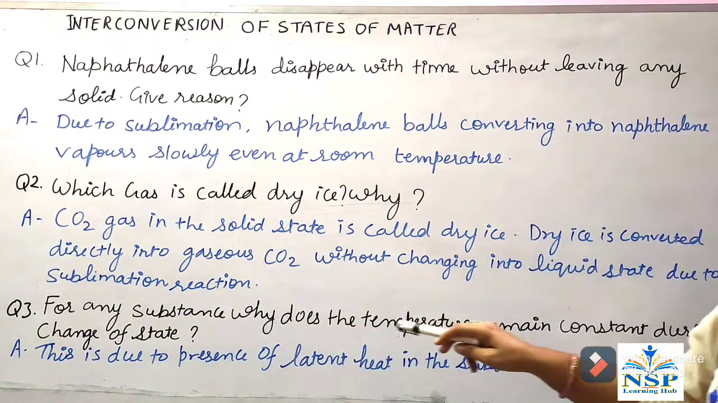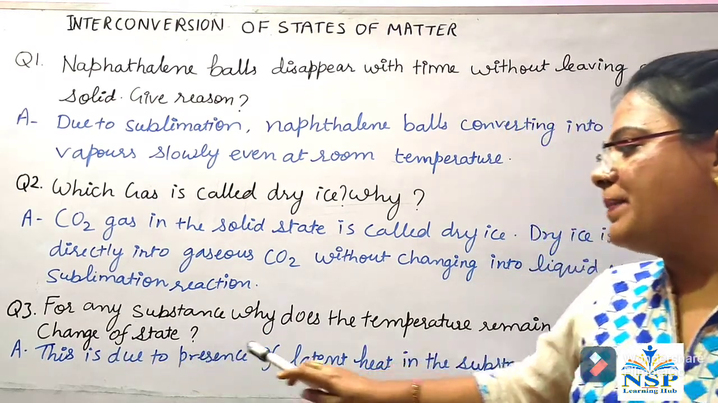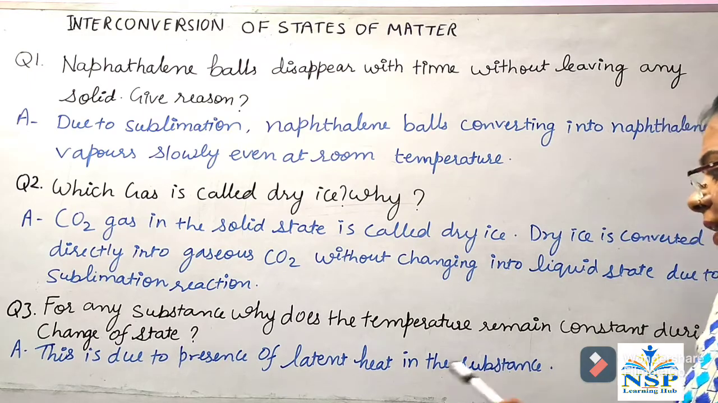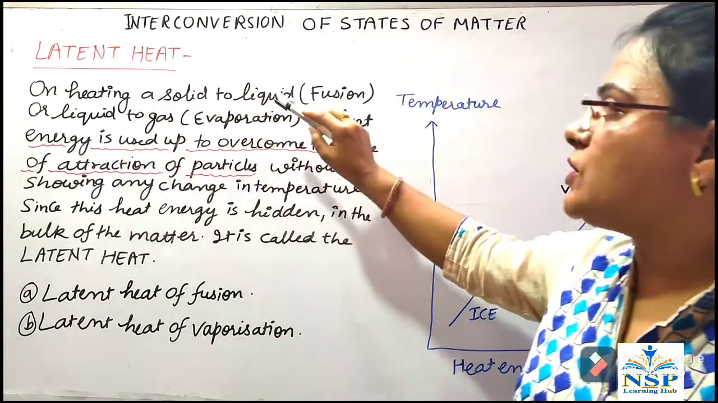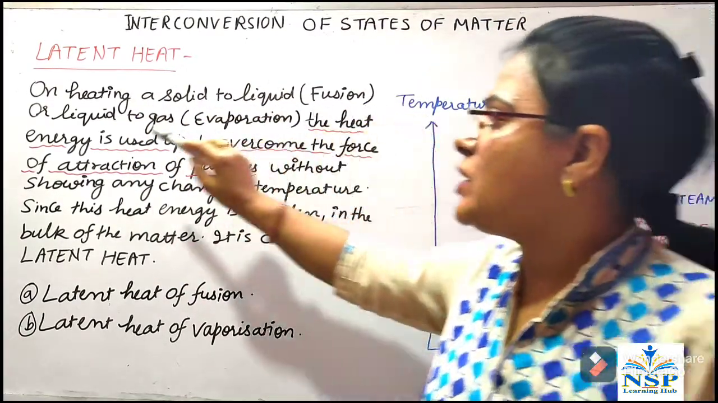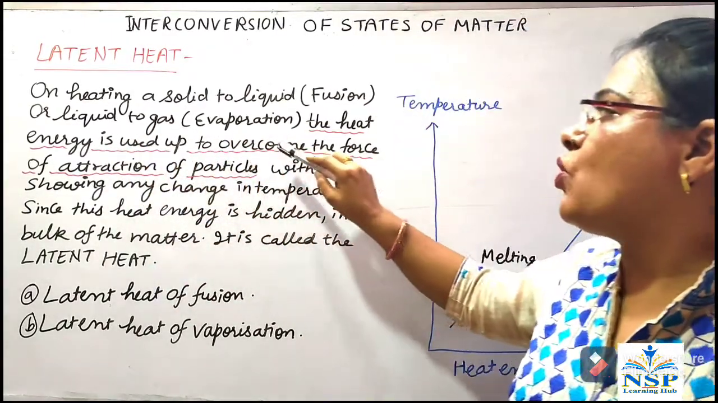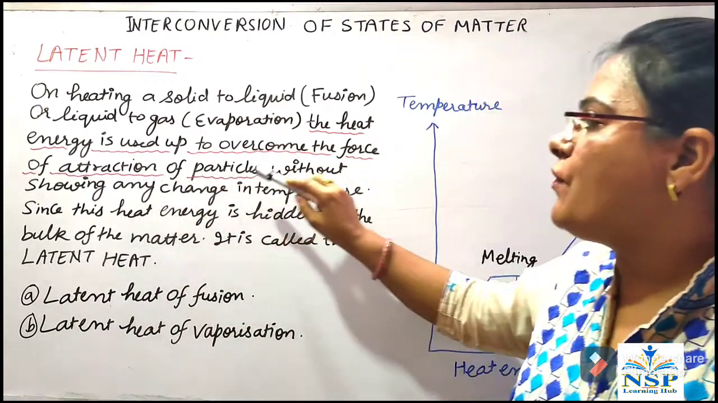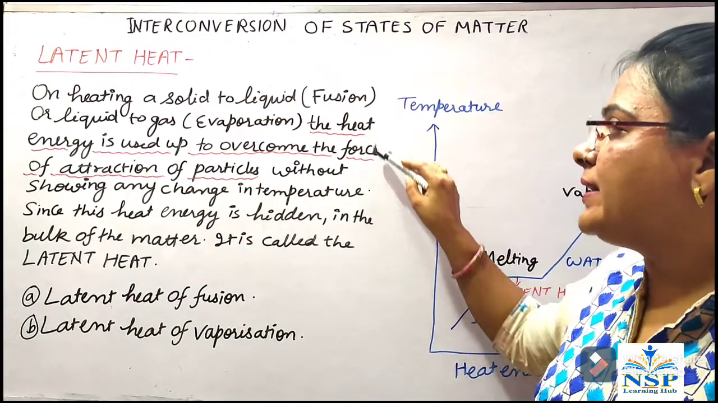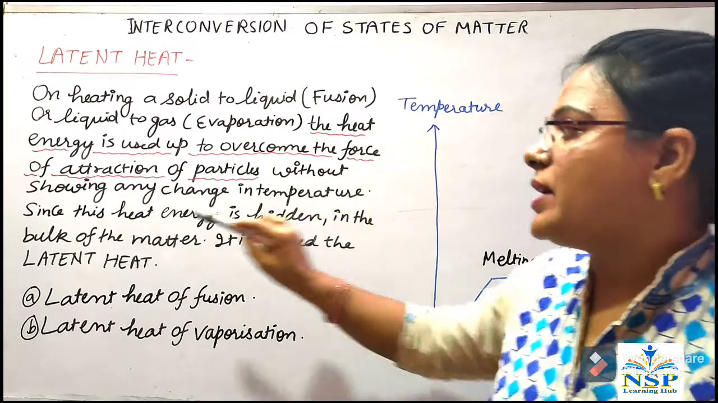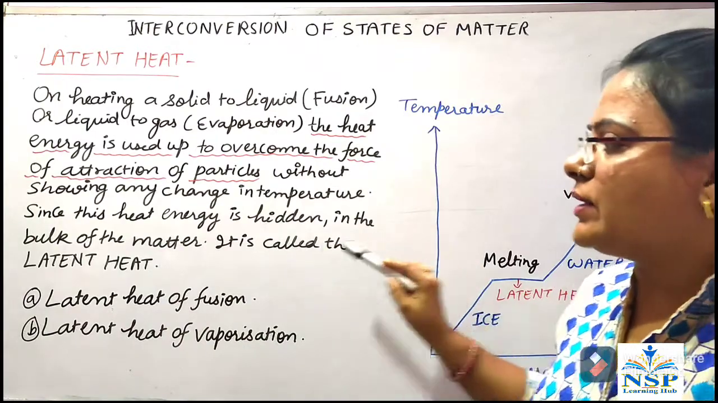For any substance, why does temperature remain constant during change of state? This is due to the presence of latent heat, or hidden heat, in the substance. Students, what is latent heat? On heating a solid to liquid, meaning fusion, or liquid to gas, evaporation, the heat energy is used up to overcome the force of attraction of particles without showing any change in temperature. It means at this time the temperature is constant. Since this heat energy is hidden in the bulk of matter, it is called the latent heat.